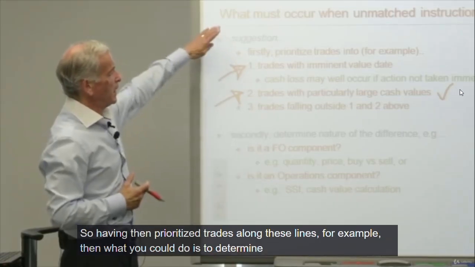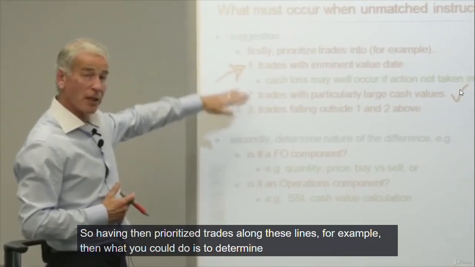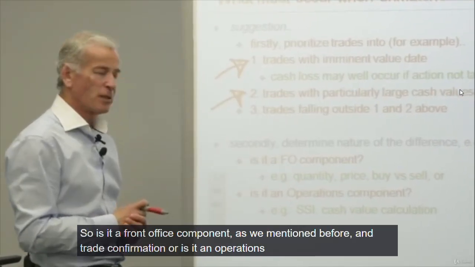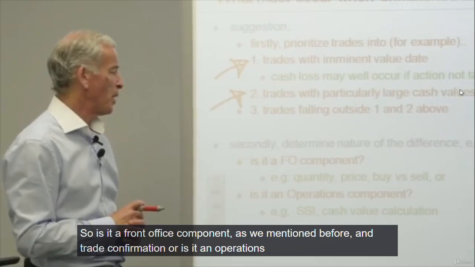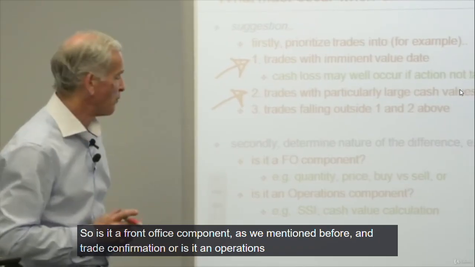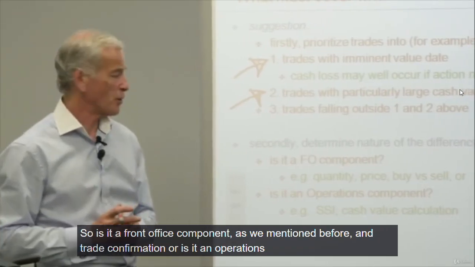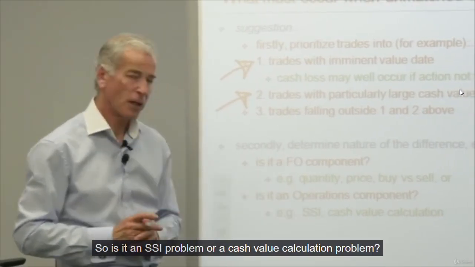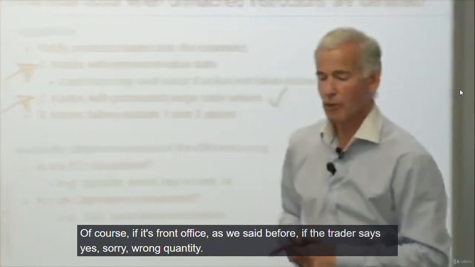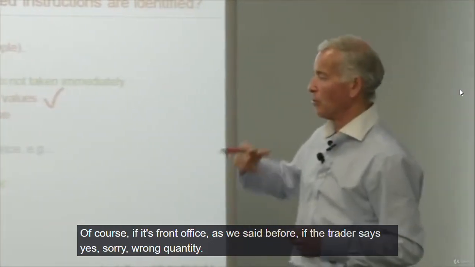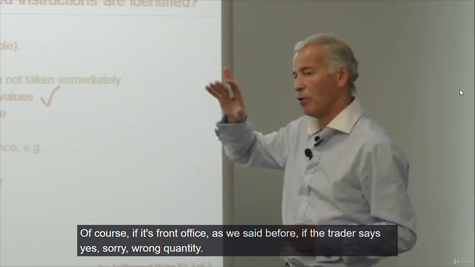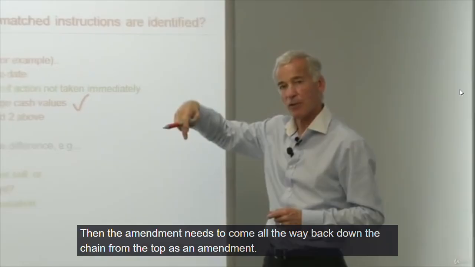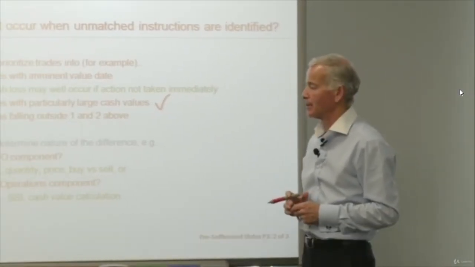So having prioritised trades along these lines, for example, what you could do is determine the nature of the difference. So is it a front office component, as we mentioned before under trade confirmation, or is it an operations component? So is it an SSI problem or a cash value calculation problem? Of course, if it's front office, as we said before, if the trader says, yes, sorry, wrong quantity, I agree, I made a mistake there, then the amendment needs to come all the way back down the chain from the top as an amendment.